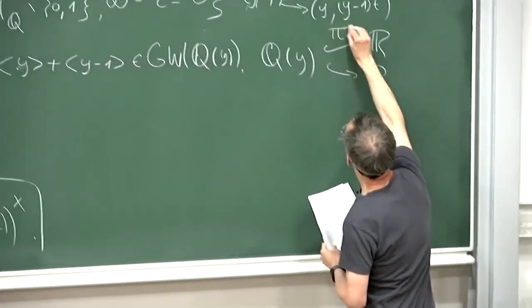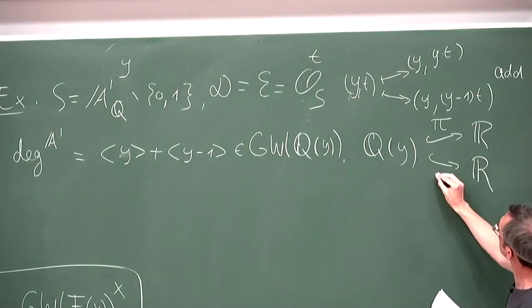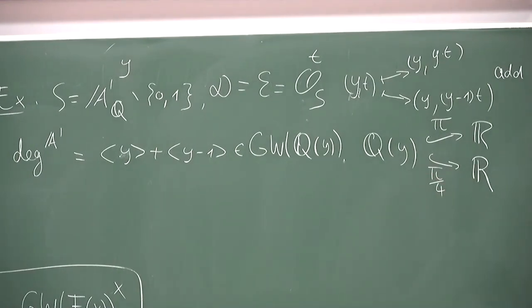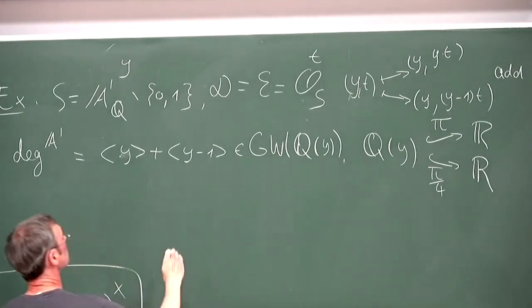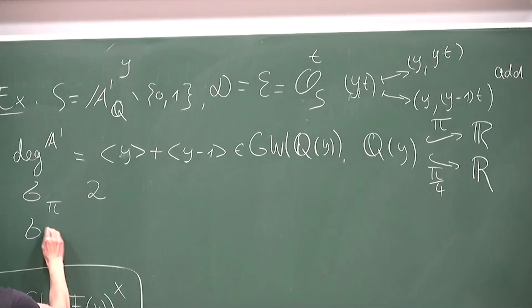Okay, so you can send y to pi, and then you get one embedding, and you can also send y to pi over 4 to get another embedding. Both of these numbers are transcendental. So what happens when you take these embeddings, you get signatures. You get the signature for pi, and when you use this form here, the signature will be 2, but for pi over 4, the signature will be 0. And when you multiply this by a unit in the Grothendieck-Witt ring, then the signature will change at most by a sign. So there's no way that this here comes from the base field, from the rational numbers. Yeah. Okay, just an example.